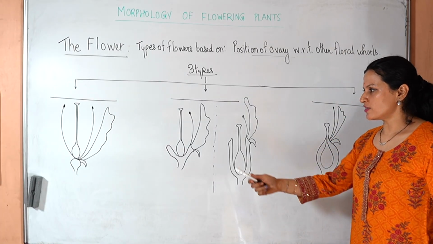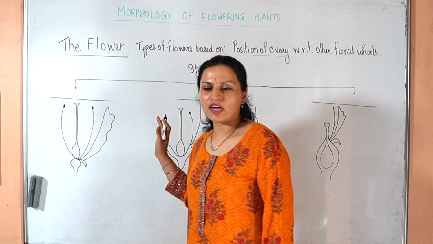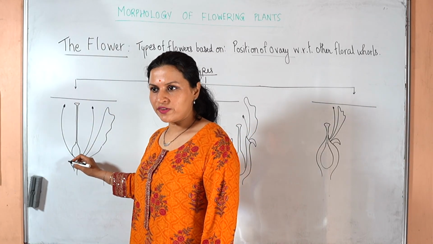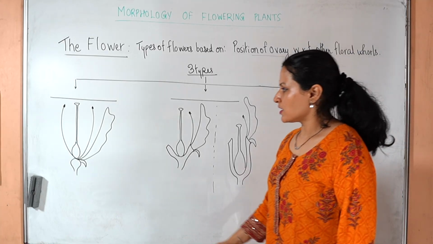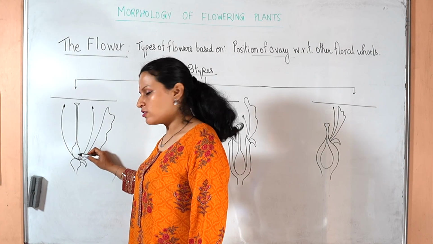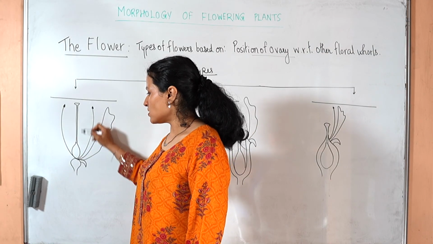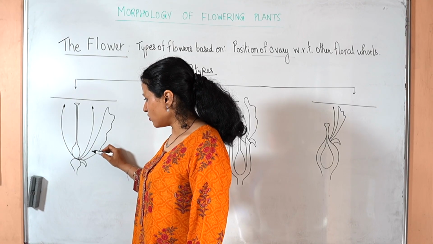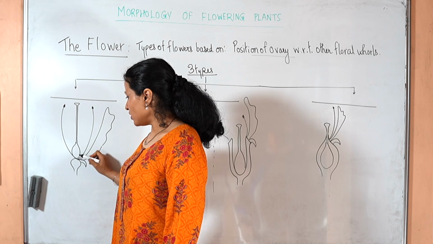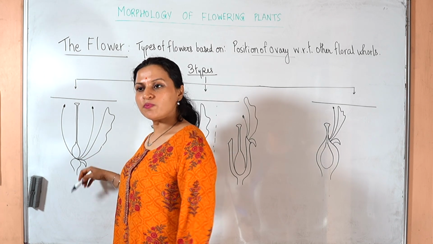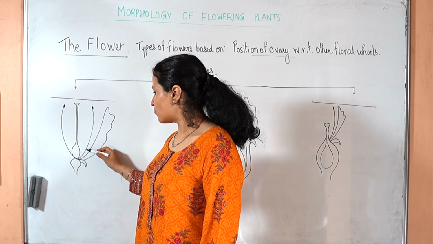So look at these three different scenarios. For this classification, we have to focus on the position of the ovary of the gynoecium, not the other parts of the gynoecium, only ovary. In the first case, you see that the ovary is occupying the topmost position. The gynoecium is at the top here and all the other floral whorls, that is the androecium, corolla and the calyx, are below it. Ovary of the gynoecium is at a superior position compared to the other floral whorls.